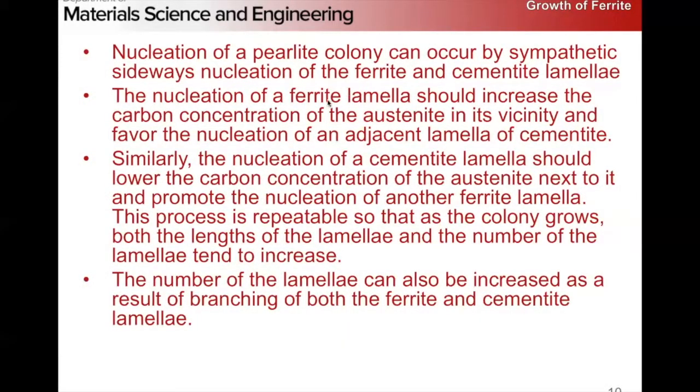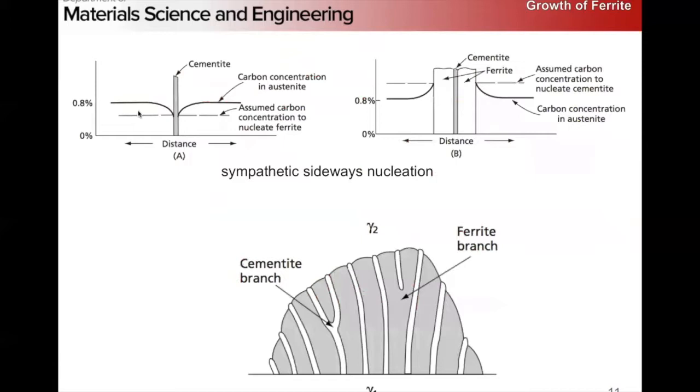Okay. So the nucleation of a pearlite colony occurs by something called sympathetic sideways nucleation between the ferrite and the cementite layers. And this is easiest to explain on this figure here. Let's pretend we have this ferrite layer growing, and as it grows, it has to partition carbon.